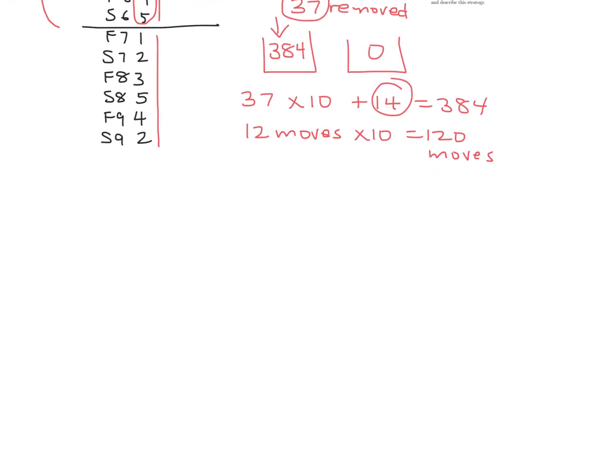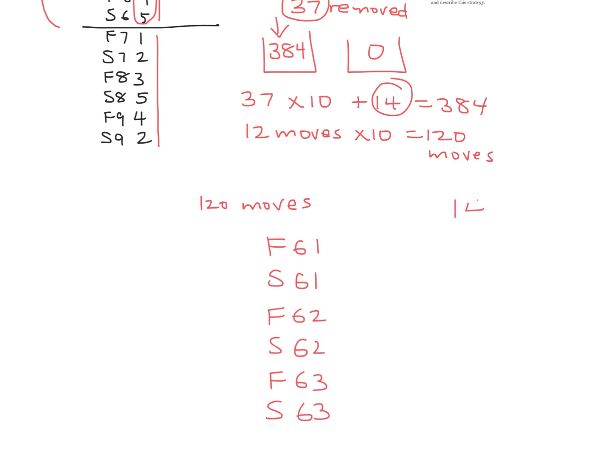Okay. So let's say we've already done 120 moves. And then we would get to the beginning of the 121st move, which I believe would be F61, right? And then S61. Because F60 and S60, 60 for each, add up to 120. And then let's just keep going here. F62, S62, F63, S63, and so on. So there were 14 remaining after 120 moves. So we'll put that in here, remaining.